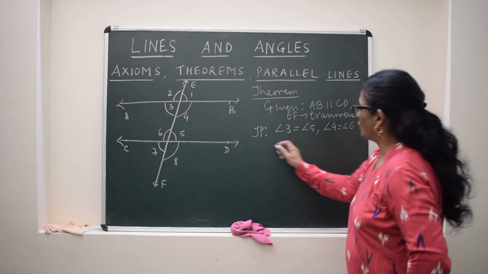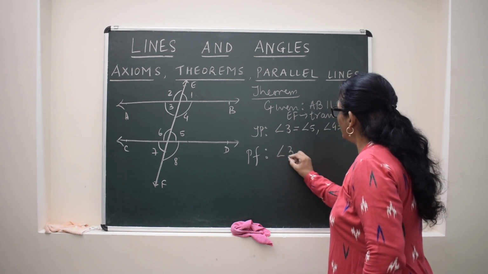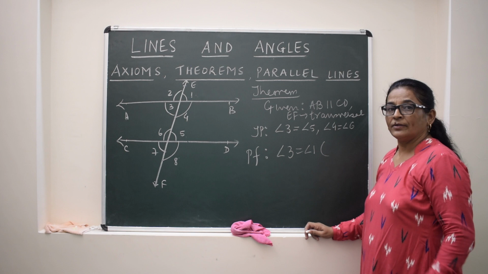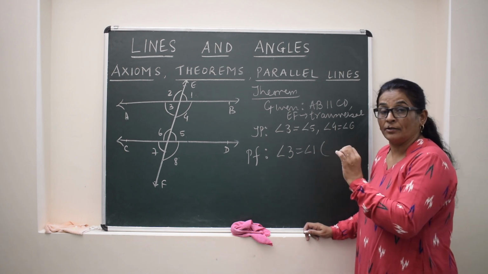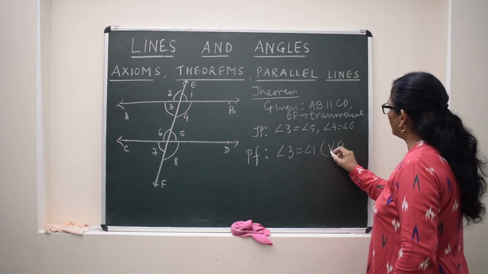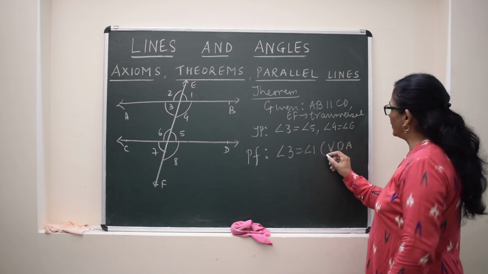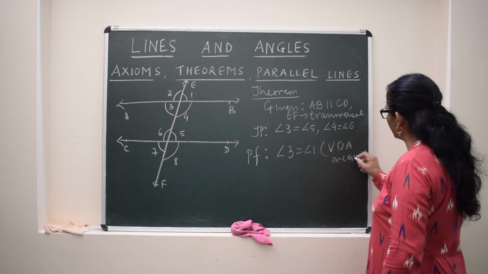So here for the proof, first we will say angle 3 is equal to angle 1. Now, normally people write vertically opposite angles. That is not the full reason. We have to write the reason fully. Means vertically opposite angles are equal. Vertically opposite angles are also written in short form VOA. Vertically opposite angles are equal. This is the full reason.